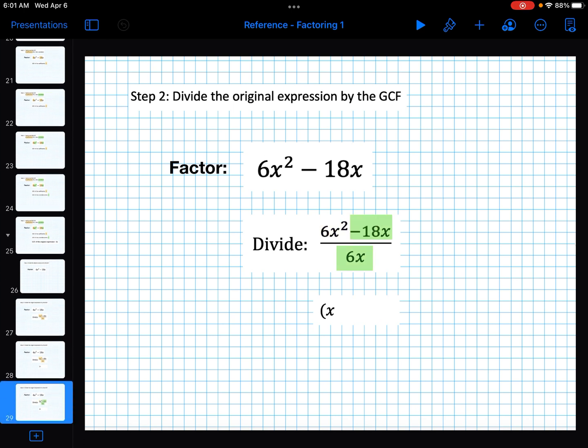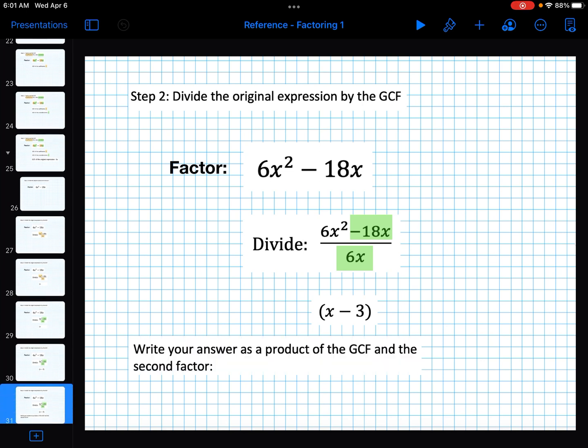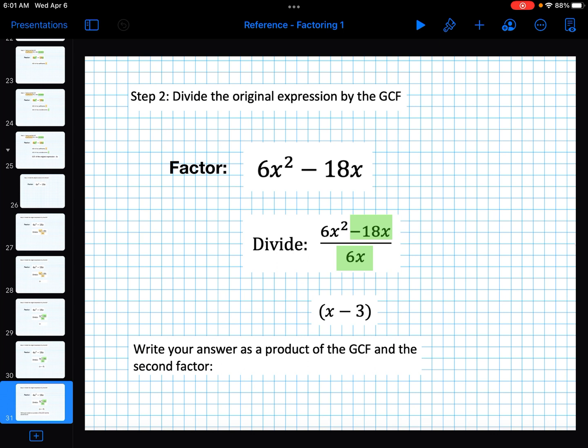Now we move on to the second term of the original expression, and we divide that by the GCF. So negative 18 divided by 6 is negative 3, and x divided by x is 1, so we get negative 3 times 1, or just negative 3. Now that's our second factor, but remember, to factor something you have to list at least two results, or it doesn't make sense. To reverse multiplication, you needed at least two things originally to multiply together. So we're going to write the product of the GCF and the second factor together. And there we go. There's your answer, 6x times the second factor of x minus 3.